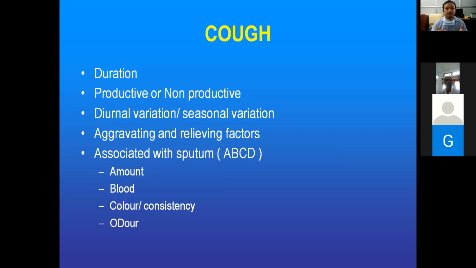Second chief complaint could be cough. We can ask for duration, whether it is productive or non-productive, diurnal variation, seasonal variation. What are the aggravating and relieving factors? If associated with sputum, what is the amount, what is the color, and what is the odor of the sputum.